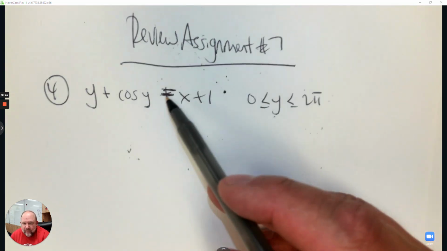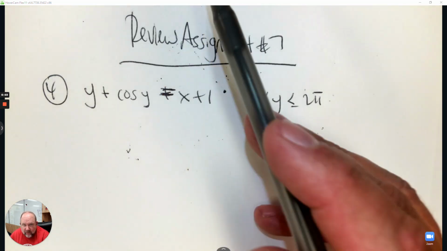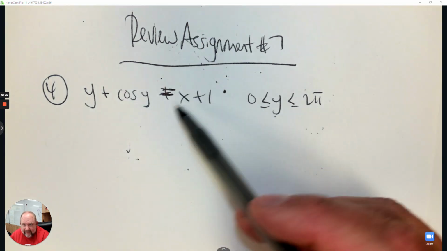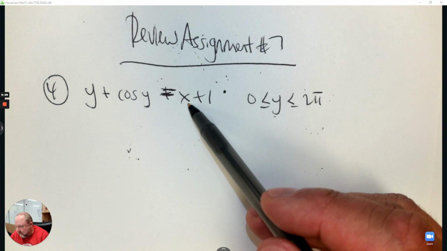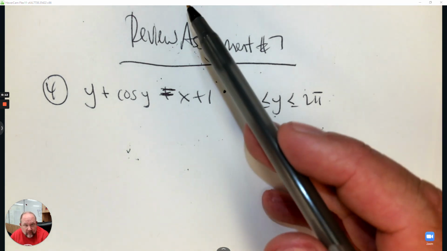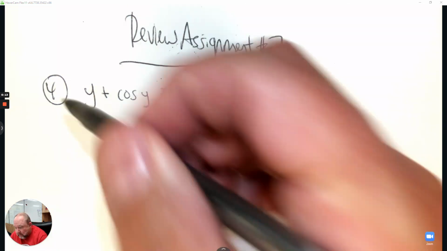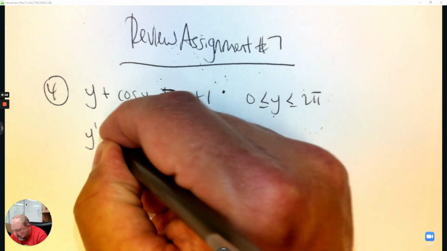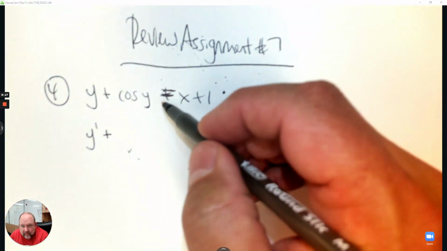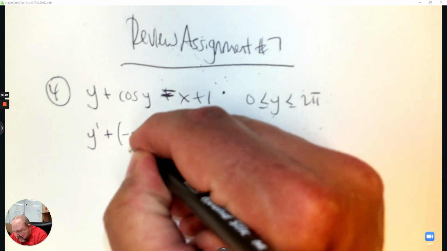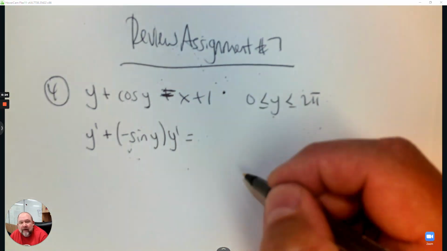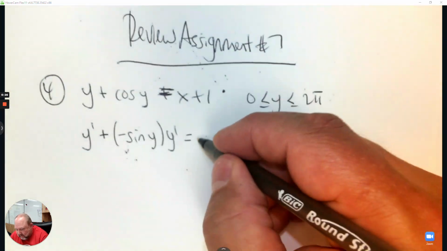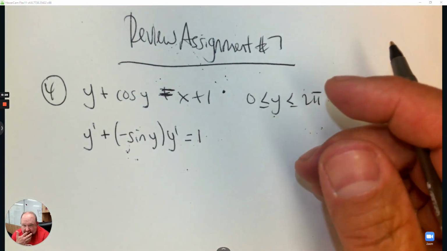Review assignment number 7. It's always best for you to do it first, then look at the solution. So here is the equation you're given. They said find the derivative of this. We're going to do it implicitly. So the derivative of y is 1, but it needs a hook y prime. The derivative of cosine is negative sine, but it needs a hook y prime. The derivative of 1x is 1, and the derivative of 1 is 0.